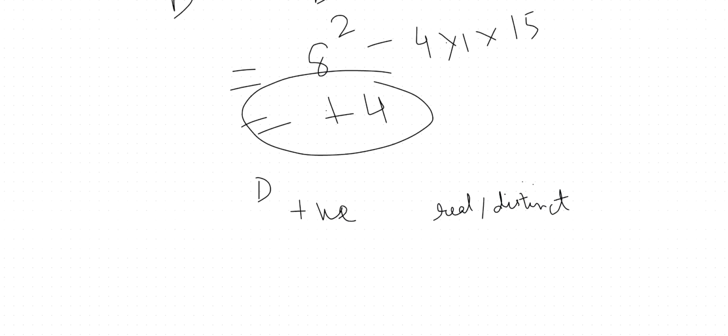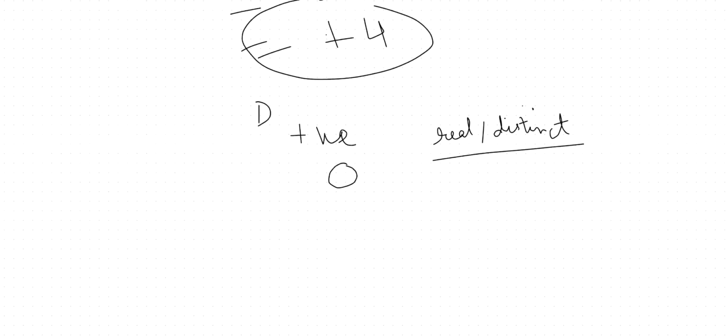So roots are real and distinct. If it is zero, then the roots are basically repetitive in nature. So there is just one root, and that's why it is repetitive in nature. Real, yes, but repetitive.